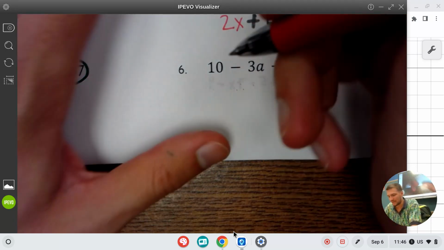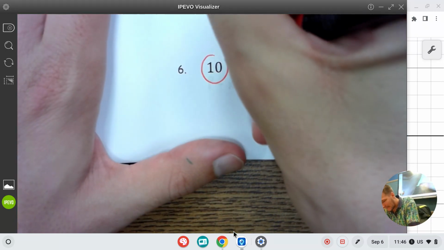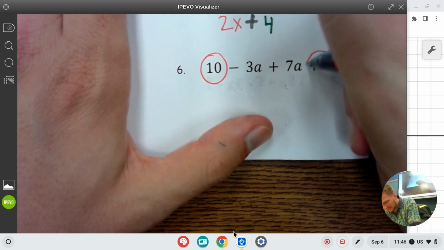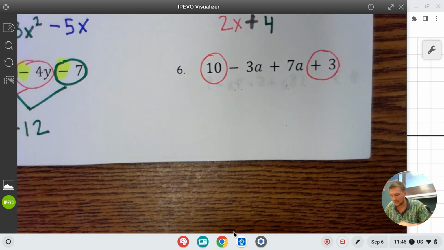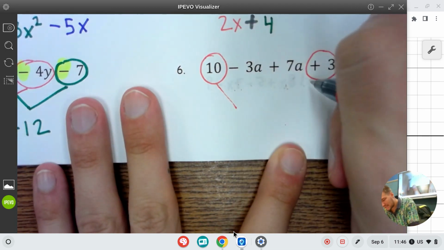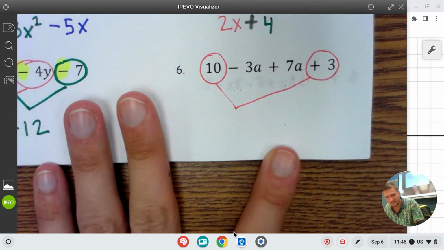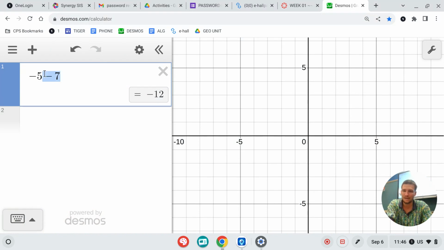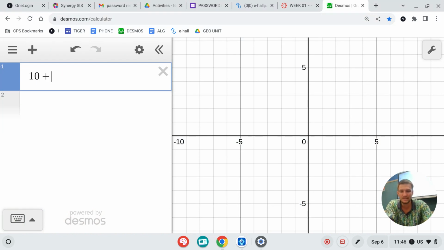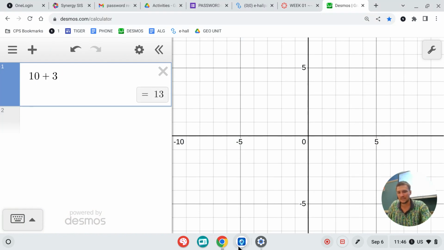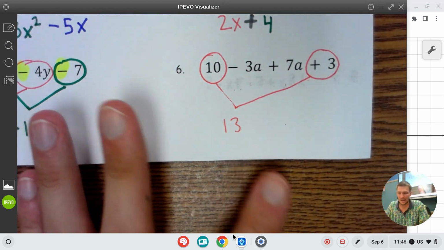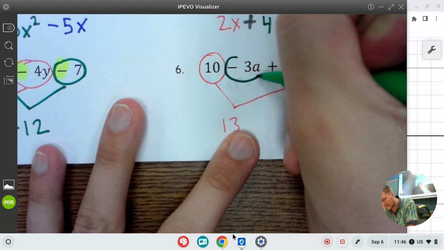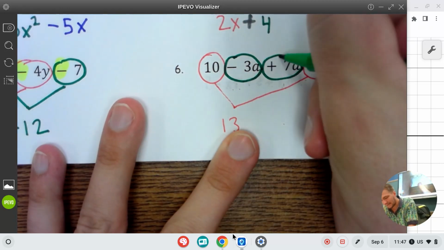Let's do number 6. We got 10 and plus 3. Those are going to be matches. And honestly, 10 plus 3, I know we can do that in our head. But look, Desmos is so free. 10 plus 3 is 13. Might as well. Looks good. I see my A terms are coming up next. Negative. Don't forget the negative.